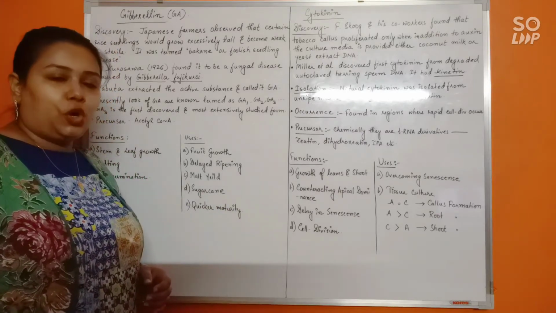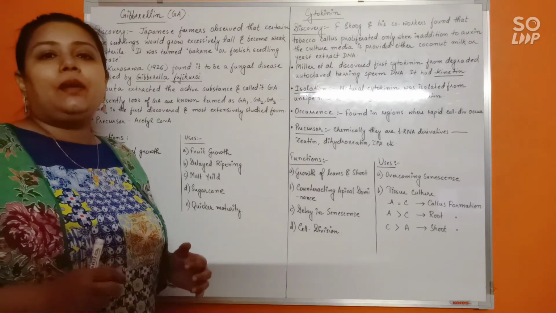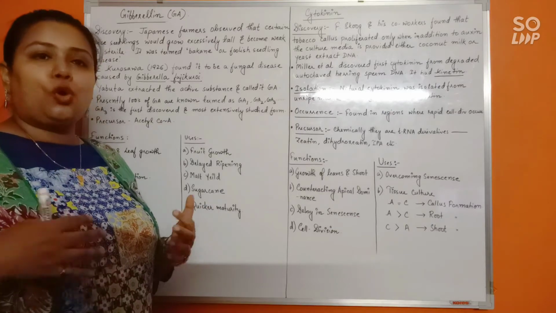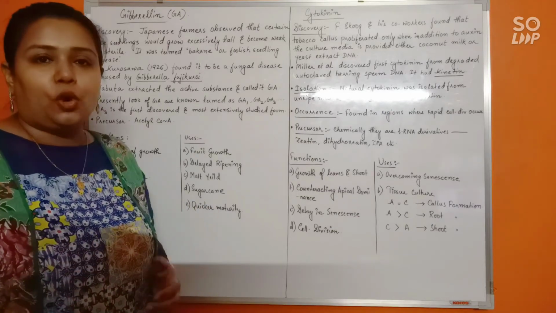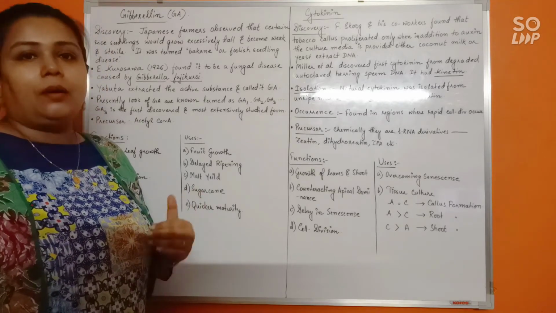Next is quicker maturity. In certain conifers, it has been found that by the application of gibberellin, we can make them mature faster. We can quicken their maturity so that we can obtain the seeds in a much faster manner.